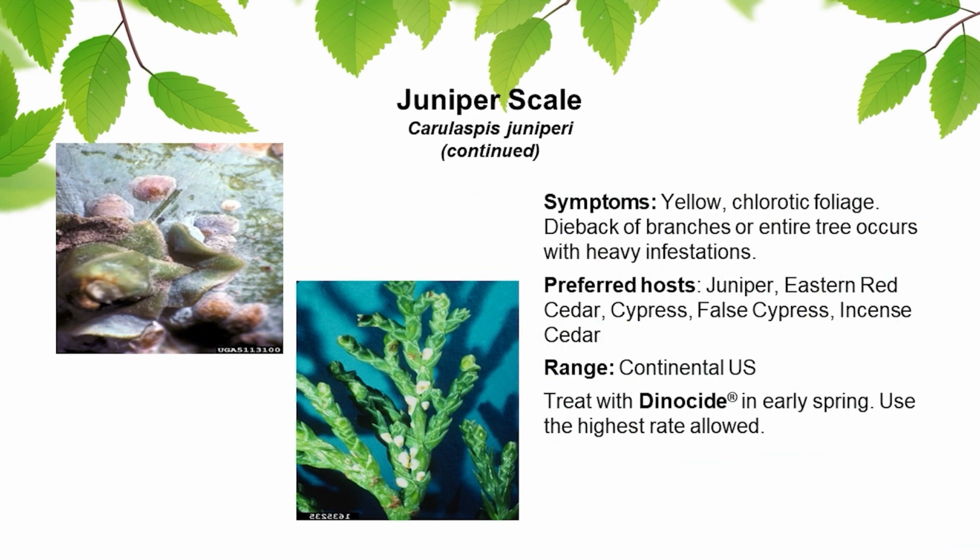Symptoms of a juniper scale infestation include yellow, chlorotic foliage, and branch dieback. The entire tree can die with heavy infestations. The preferred hosts of juniper scale are juniper, eastern red cedar, cypress, false cypress, and incense cedar. They may be found throughout the continental United States.